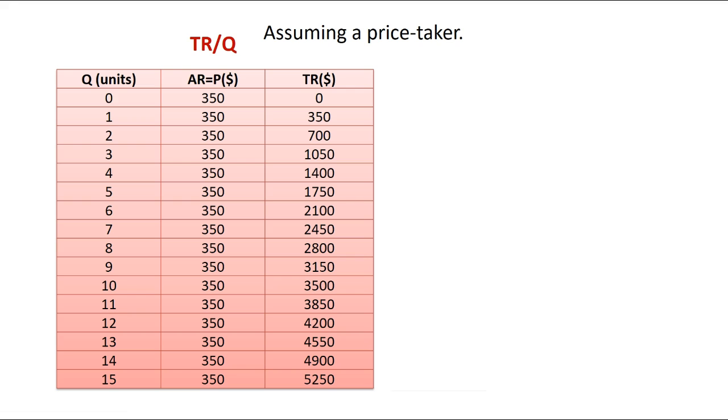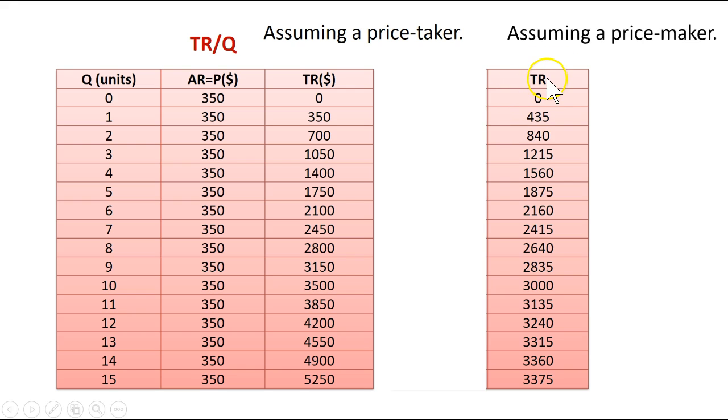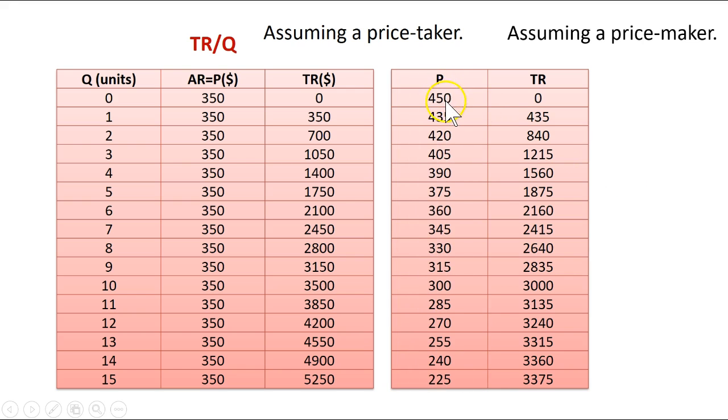But what if we assume we're dealing now with a price maker instead? So let's say we calculate our total revenue at every level of output, from 0 to 15, as these amounts here. Well, in that case, to calculate the average revenue, or the price per unit, it's the total revenue divided by the quantity sold. And then we can see at each level of output, the price, or average revenue, falls.